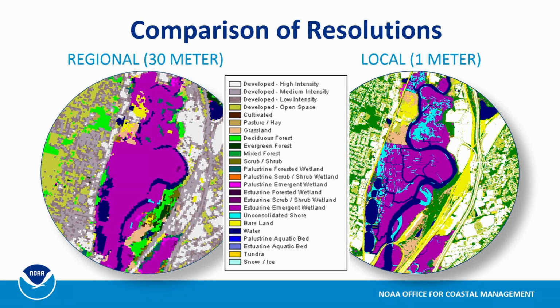If we zoom in a little more, these are the same comparisons. With that regional 30-meter, it's really hard to tease out individual wetlands. You can see the unconsolidated shore is not really captured at all, so you can see the improvement that resolution is going to get us. So much more detail can support mapping applications and decision making at the local site level versus a regional level.